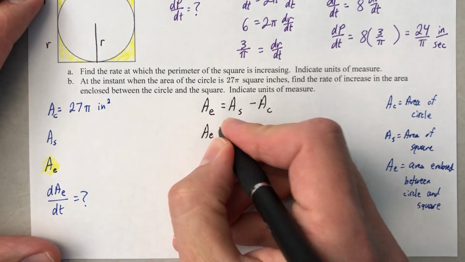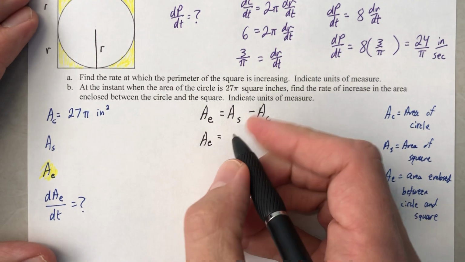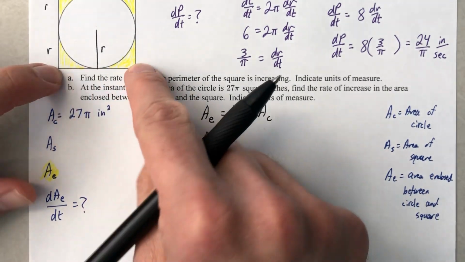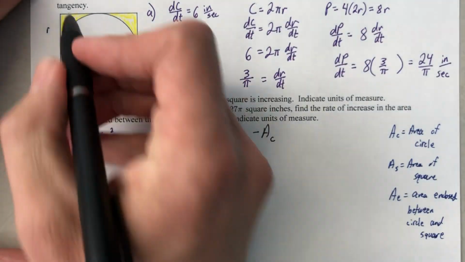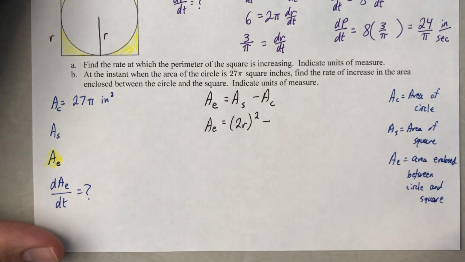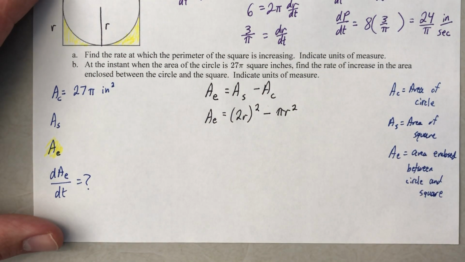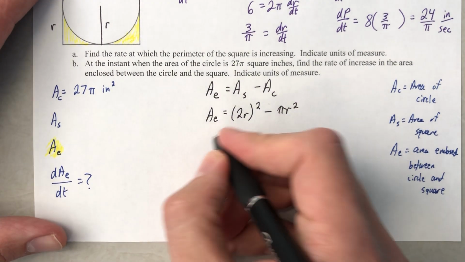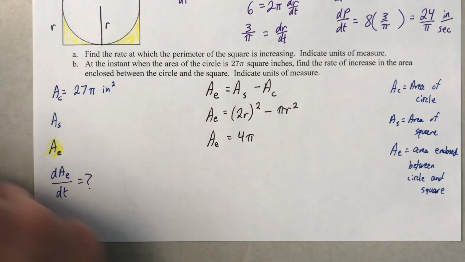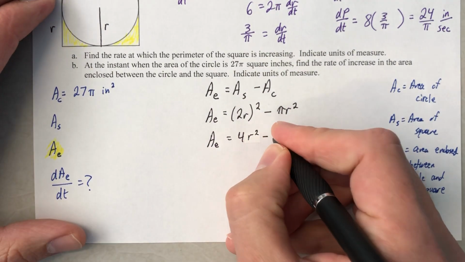The area that's enclosed, the little highlighted area, is the area of the square minus the area of the circle. What's the area of a square? It's the length of a side squared, and the length of a side is 2r. So 2r squared. What's the area of a circle? Pi r squared. Still good? I hope so. Let's clean this up a little bit more before we keep going. That's 4 pi. No, it's not. It's 4r squared. I apologize. 4r squared minus pi r squared.